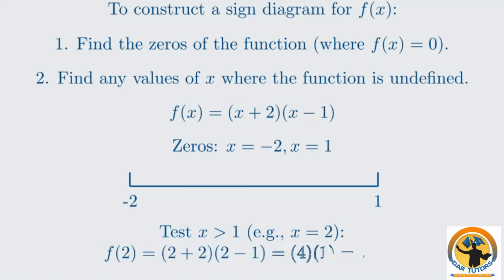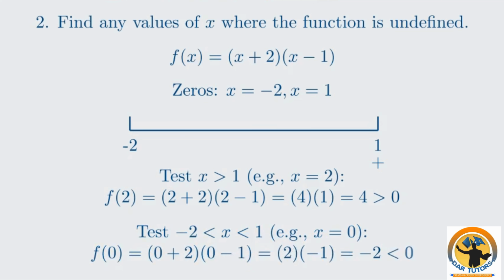For the interval x greater than 1, let's pick x equals 2. f of 2 is 4 times 1, which is 4. Since 4 is positive, we put a plus sign in this interval. For the interval between negative 2 and 1, let's pick x equals 0. f of 0 is 2 times negative 1, which is negative 2. Since negative 2 is negative, we put a minus sign in this interval.